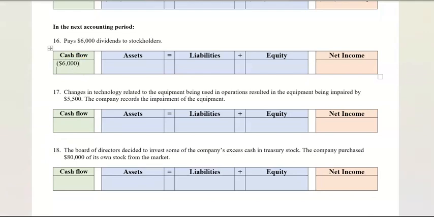Cash flows related to dividends, remember, are financing activities. Of course, we're going to see a decrease in cash. Assets are going to decrease by $6,000. And what's the other side of that entry when we record dividends? Retained earnings decreases. More specifically, we might see a dividends account decreasing stockholders' equity. And then at the end of the period, that dividends account will decrease retained earnings. The dividends account will be closed or transferred to retained earnings.